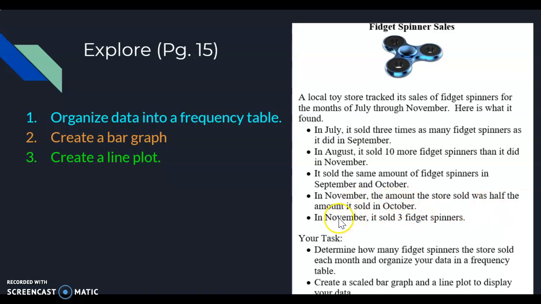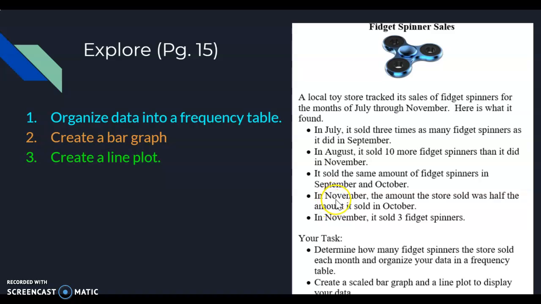Let's see which one of these are actually giving you a specific number. If you go down to November, it sold 3. So we know that November has 3. You can go on and write 3 beside November on your paper.